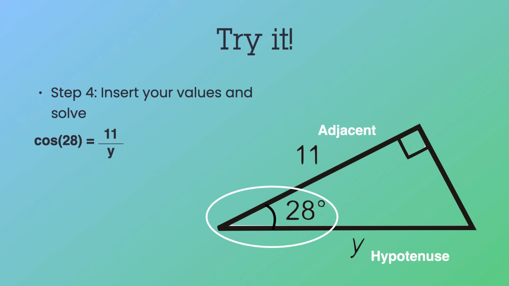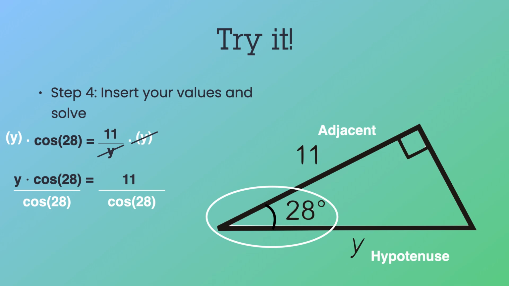Don't worry though. All we have to do is go back to our basic algebra steps. We can get y out of the denominator into a place that we like it a little better just by multiplying both sides by y. The y's on the right-hand side will cancel out, leaving us with y times cosine of 28 equaling 11. Then to get y by itself, we just need to divide by the cosine of 28. So the cosines on the left side will cancel out, leaving us with just y on the left.